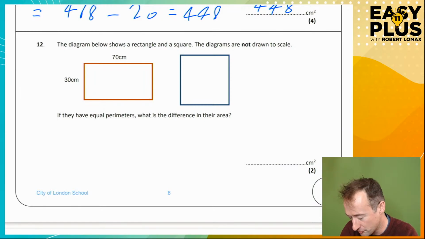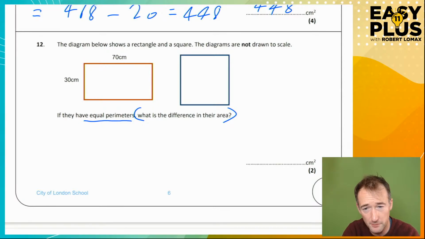Right, diagrams are not drawn to scale. If they have equal perimeters, what is the difference in their area? Okay, we'll come to the second part of the sentence in a second. Let's focus on this. If they have equal perimeters. Well, that's another way of saying they do have equal perimeters, okay? To all intents and purposes.